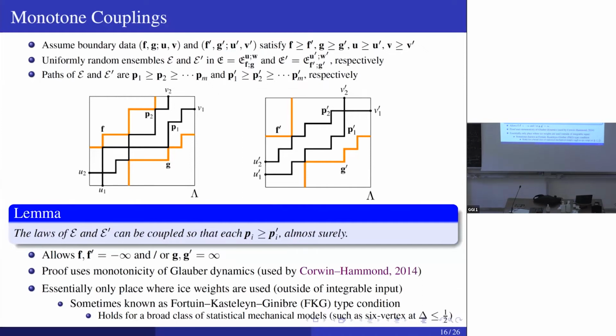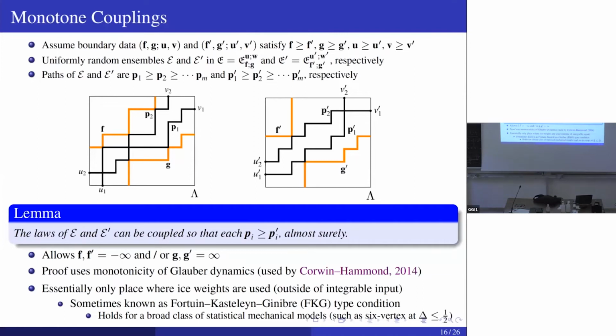The proof is actually a kind of dynamical proof, which I'll try to explain in the next slide. It was used also by Kenyon and Hammond in 2014, although it's a fairly standard trick. And this is really the only place where the ice weights are used.